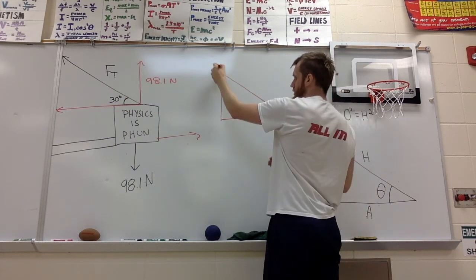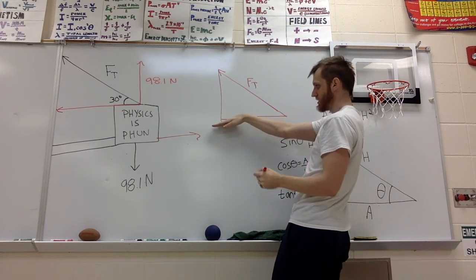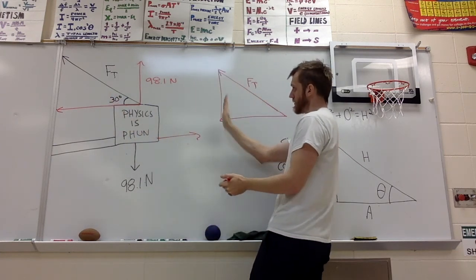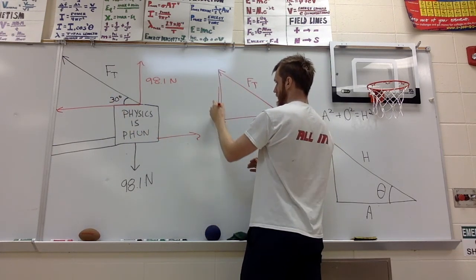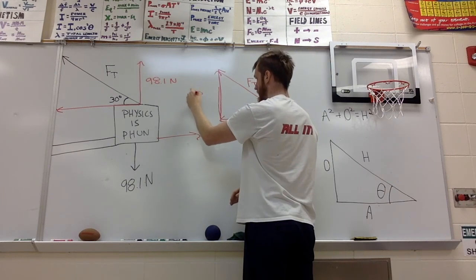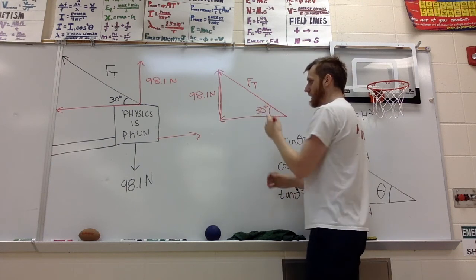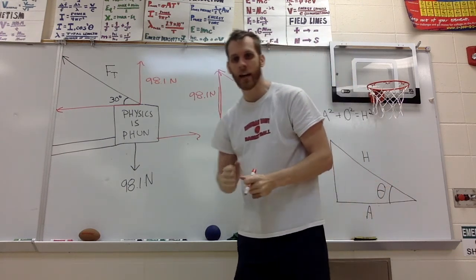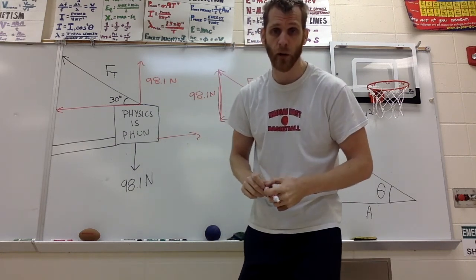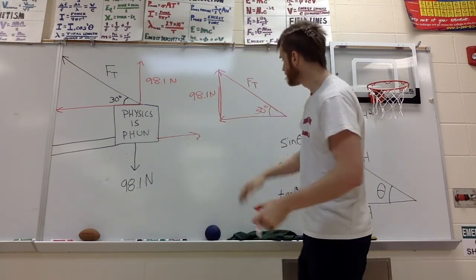This side of the triangle, the hypotenuse, is the force of tension. This side of the triangle is whatever I can call this arrow here. And then the vertical part is this 98.1 newtons. Awesome. Now, since I have a 30-degree angle here, if I know an angle and a side, I can figure out the rest of the triangle. Or I can also do it with two sides. So I need two pieces of information, and I can figure out the rest of the triangle.